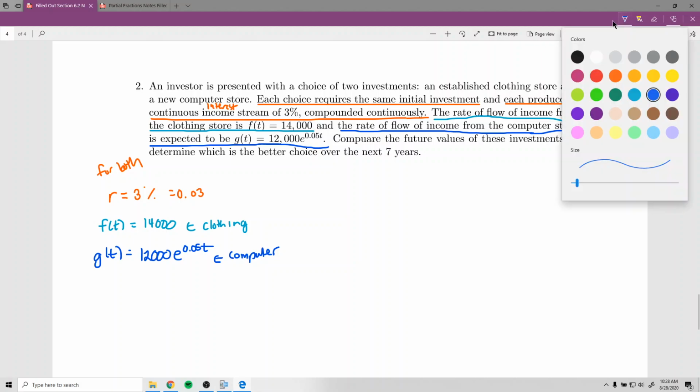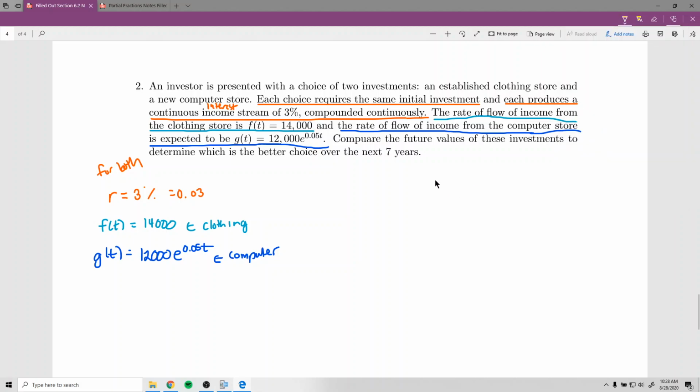And the question is, which one would be the better investment over the next 7 years by comparing their future values? Right, so it's not going to be a multiple choice question where you just pick one or the other. You have to figure out each future value and then go from there. But the capital T in our formula is 7. I'm going to write down the formula again like I did last time.